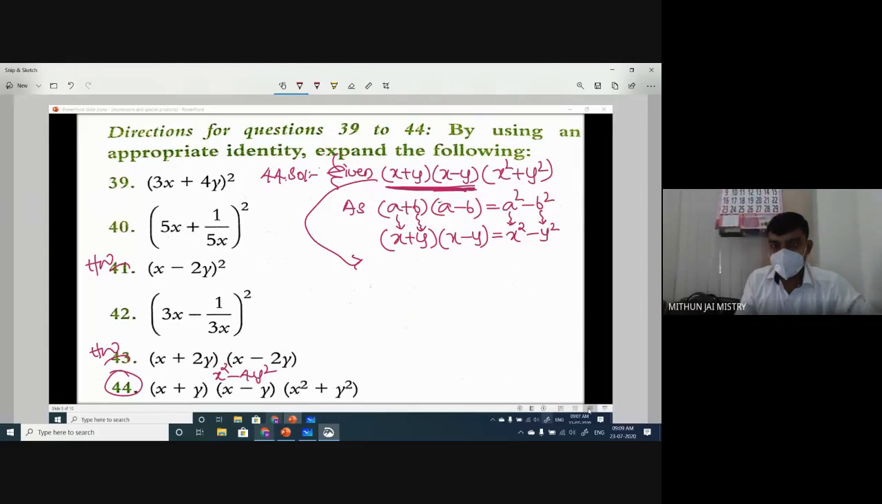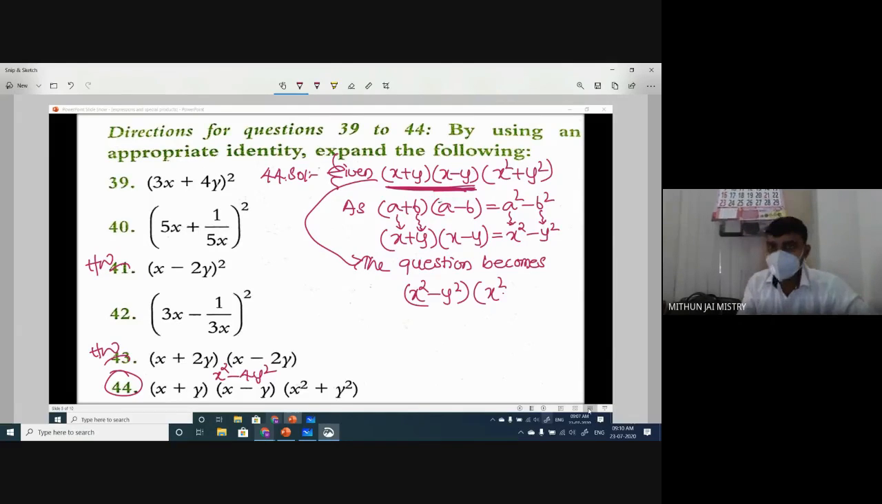Now the question becomes, let me write here becomes. In the place of x plus y into x minus y, we will write x square minus y square. So here, in the place of x plus y into x minus y, I'm writing x square minus y square. And then still we have something that is into x square plus y square.